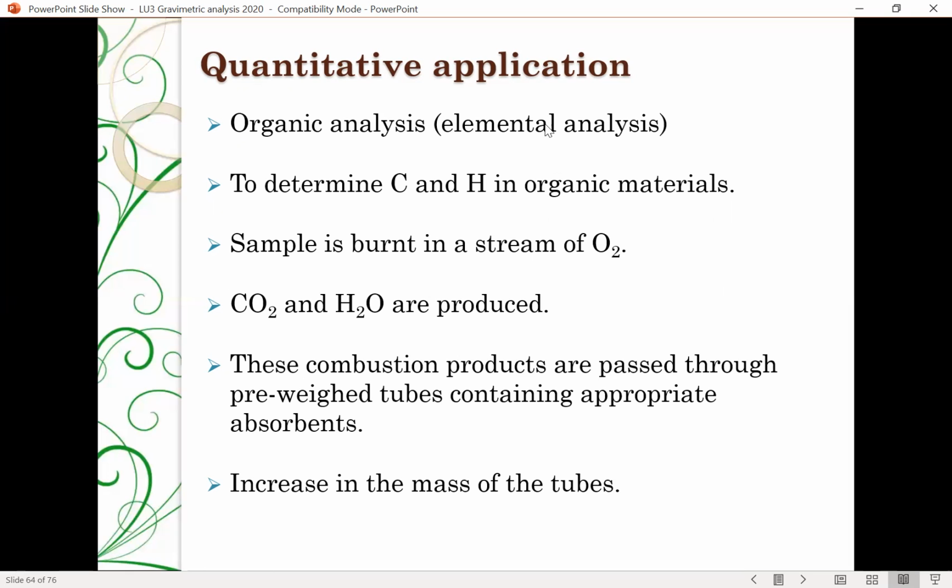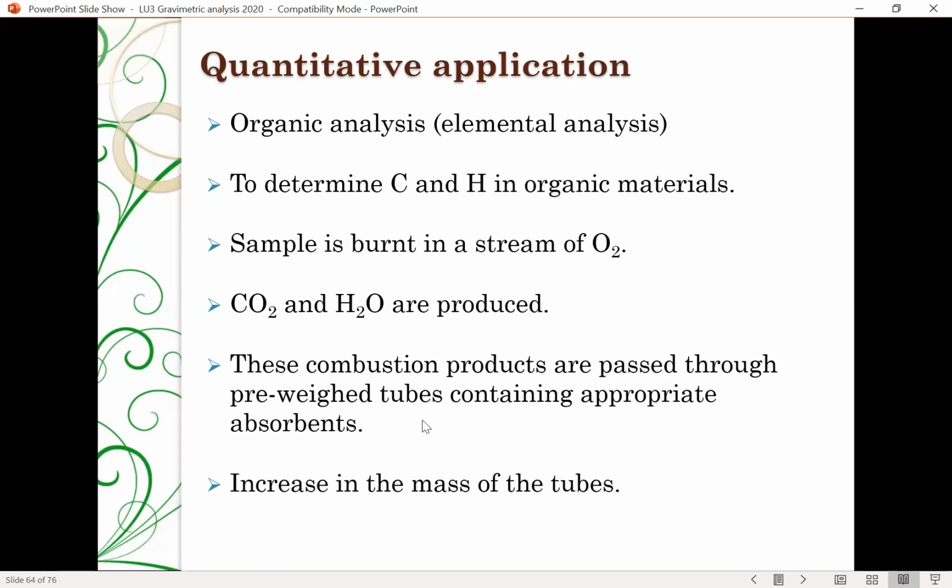Another application for volatilization gravimetry is organic analysis, most of the time called elemental analysis. Normally the elemental analysis is on the determination of carbon, hydrogen, nitrogen, sulfur, and oxygen. In this case, we burn our sample in a stream of oxygen, so the end products would be carbon dioxide and water. These combustion products are passed through pre-weighed tubes.